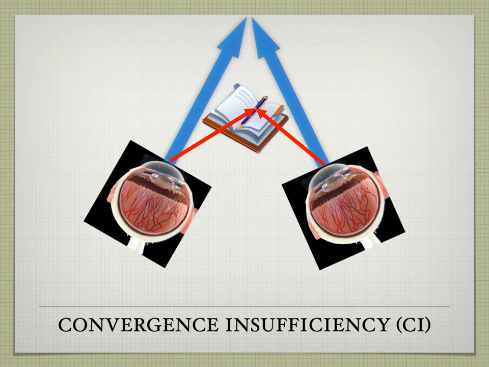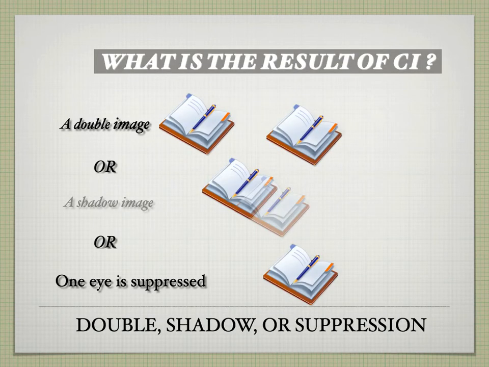One of the most common vision disorders is convergence insufficiency, and here we see that the book is where the red lines, the red arrows are pointing, but the person's eyes are focused where the blue lines are, the blue arrows, and as a result, they will either see double, or they'll see a shadow of one image on the other, or actually the brain will turn one eye off to eliminate either the shadow image or the double image. And of course, this is trainable with vision therapy.